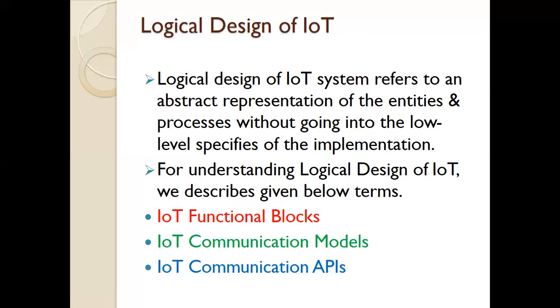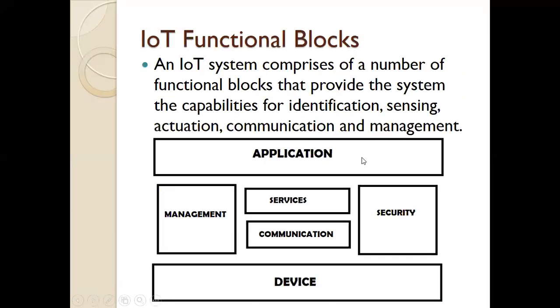First, we will discuss the IoT functional block. So what is the IoT functional block? Here, we have divided the IoT based system into three parts. The first layer is the device. The second layer consists of different types of services, security, management, and communication. And the third one is the application layer.